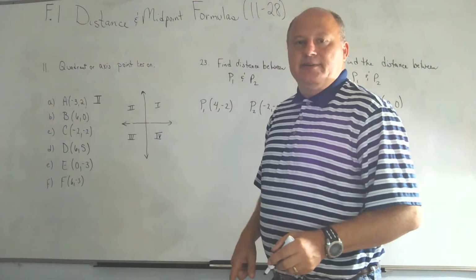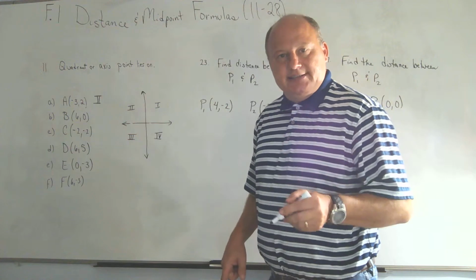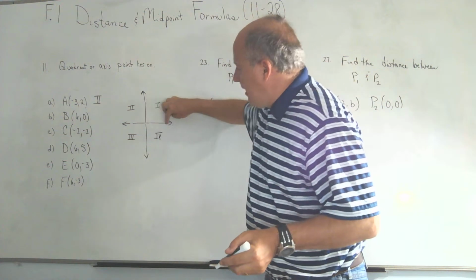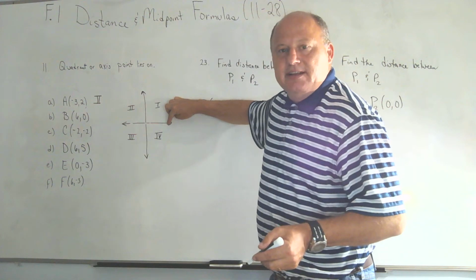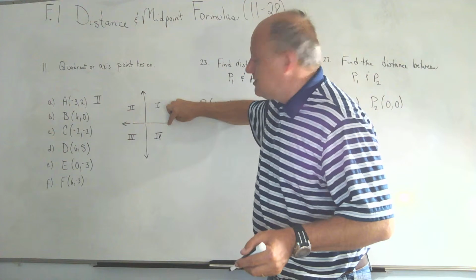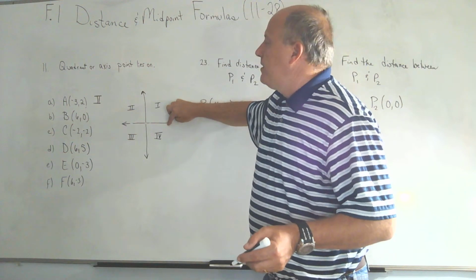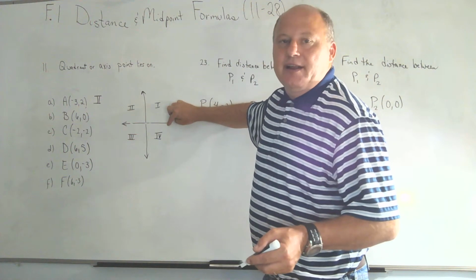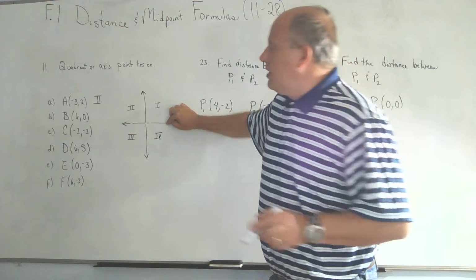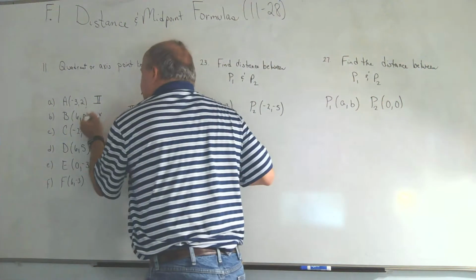B, 6, 0. Now 6 is the abscissa, so it's the x-coordinate, and 6 is to the right, so it's positive. 0 means you don't go up and you don't go down. It just stays on the axis. So it says the quadrant or axis the point lies on, so it is the x-axis or the horizontal axis. You can call either one. Let's just call it the x-axis.